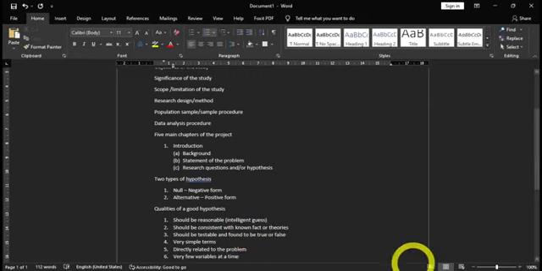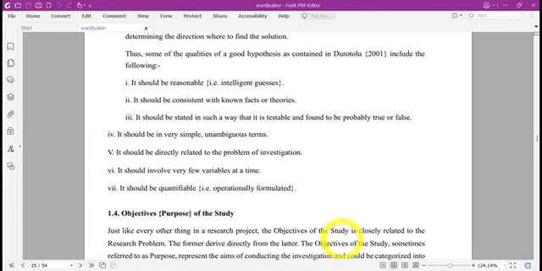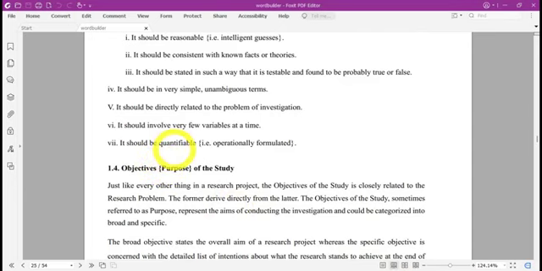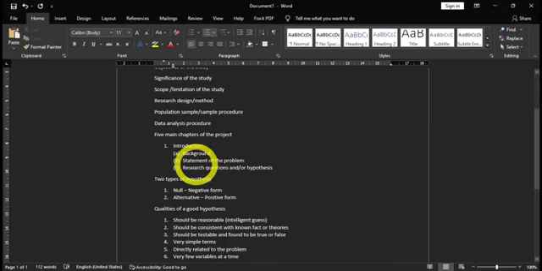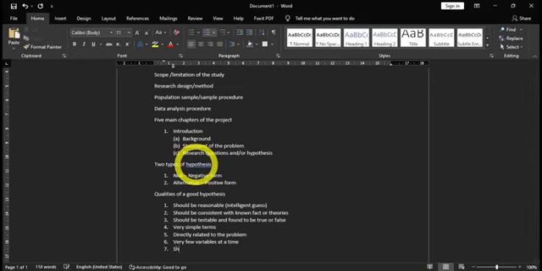Remember, we said it shouldn't be ambiguous. It should have very few variables at a time. And then the last one, it should be quantifiable. That is, operationally formulated. It should be quantifiable.